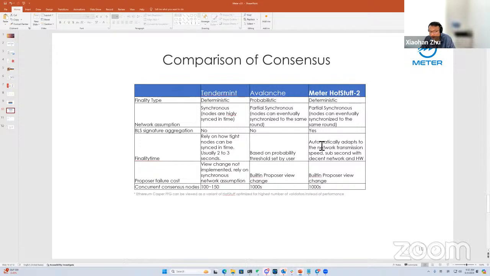But we can achieve a deterministic decision, which means every block in the Meter network is completely finalized. All the transactions are finalized, which is preferred for trading type of applications. And also, we can achieve decent decentralization by having thousands or even tens of thousands of nodes in the network without impacting the performance and finality time, achieving much faster finality than the Ethereum proof of stake consensus.